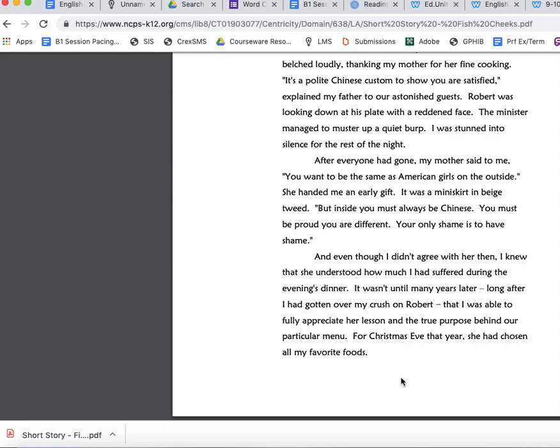And even though I didn't agree with her then, I knew that she understood how much I had suffered during the evening's dinner. It wasn't until many years later, long after I'd gotten over my crush on Robert, that I was able to fully appreciate her lesson and the true purpose behind our particular menu. For Christmas Eve that year, she had chosen all my favorite foods.